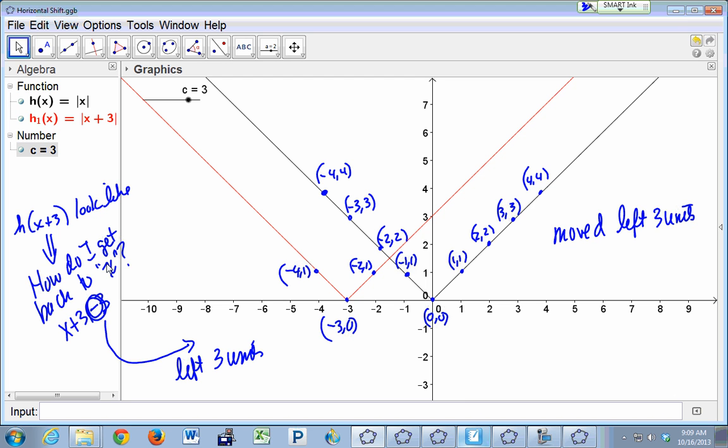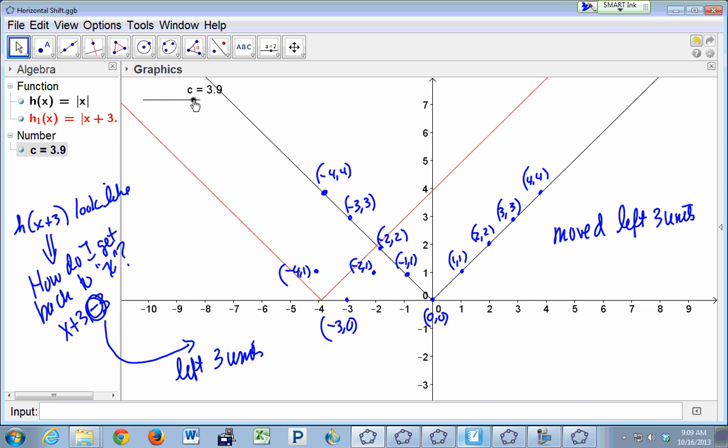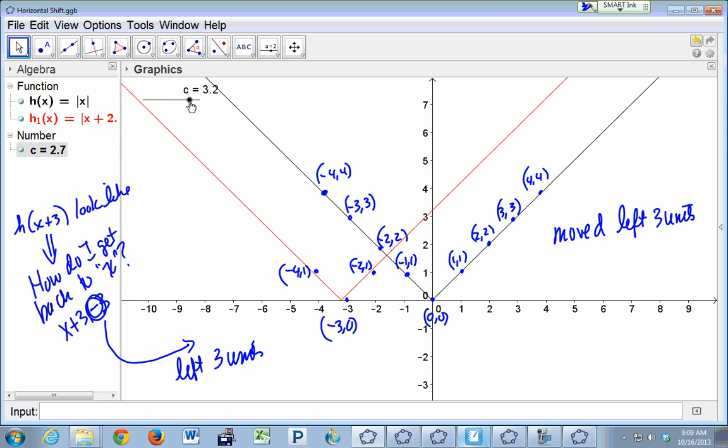If you have x plus 3, all of your x values that you plug in have to be 3 units smaller to bring you back to the same height. So if we wanted to get up here to the height of 2, I'd have to put a negative 5 in here, because negative 5 plus 3 is negative 2, and the absolute value of negative 2 is 2. So because I'm adding 3, I have to shift everything to the left. So any value of c that's positive is a shift left.